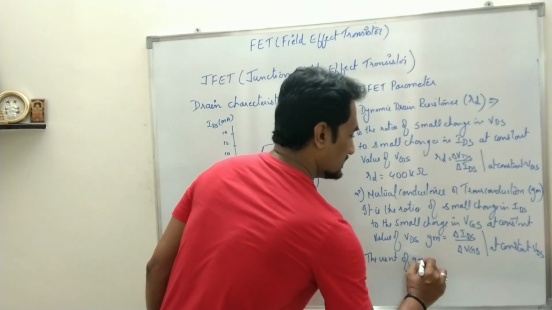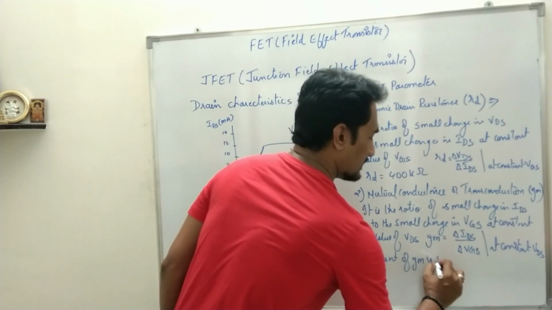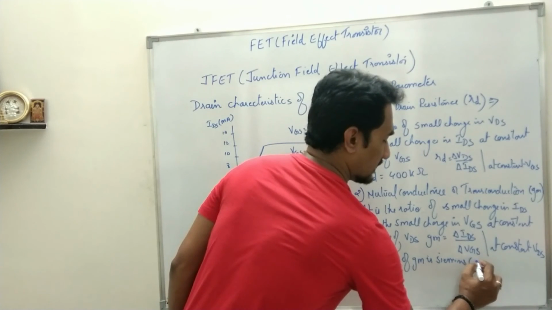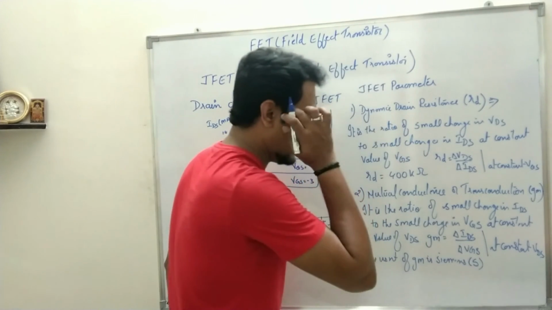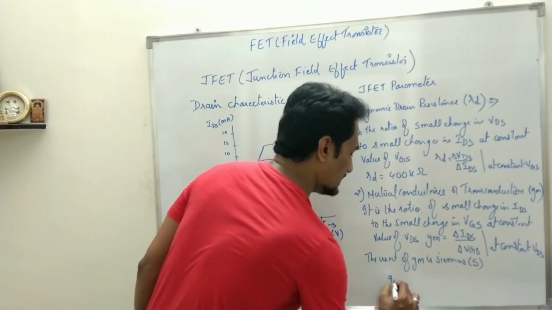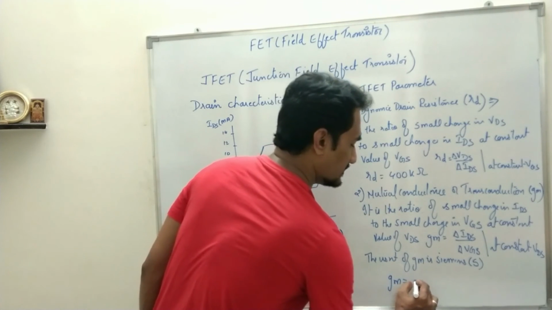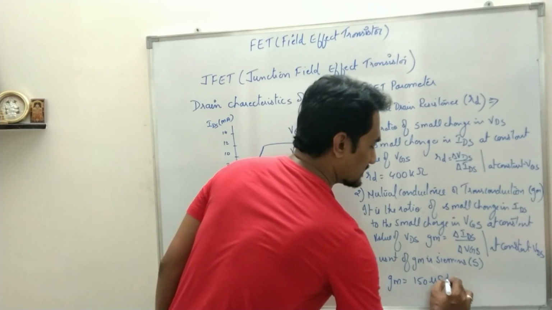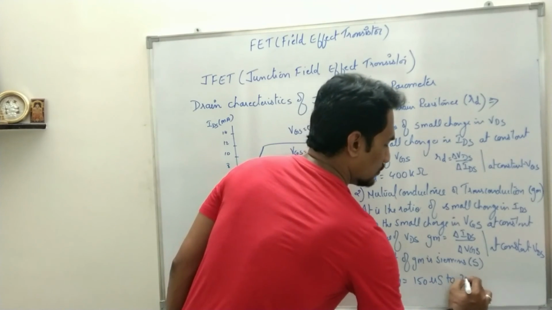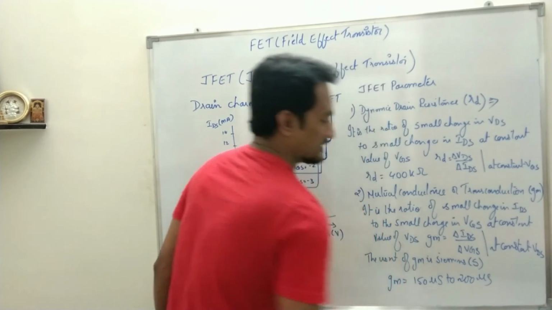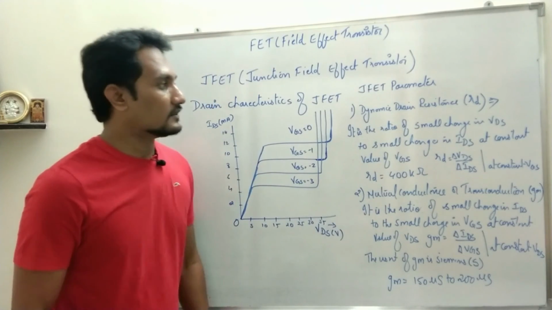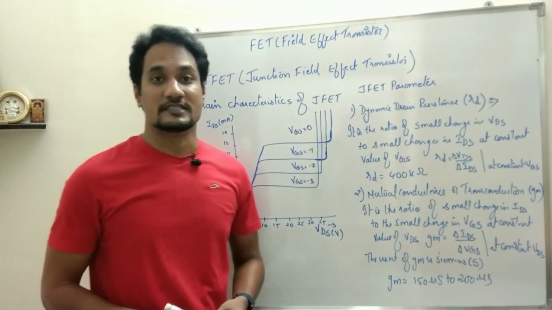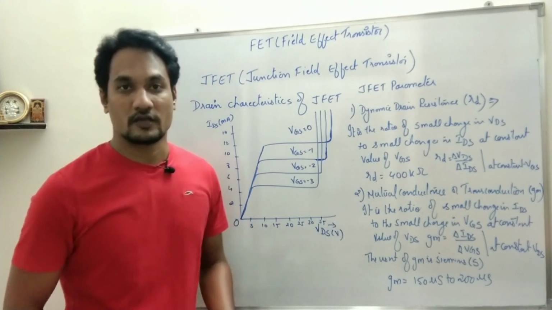The unit of GM is Siemens, specified by capital S, and typically GM for an N channel or a P channel JFET is between 150 mu S to 200 mu S. So these are the first two important parameters of JFET. I hope you have understood.